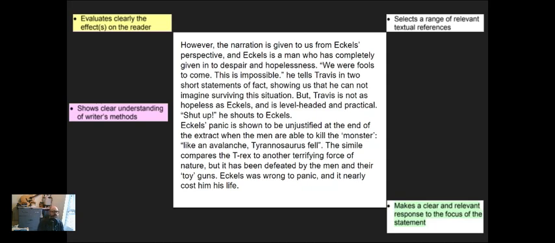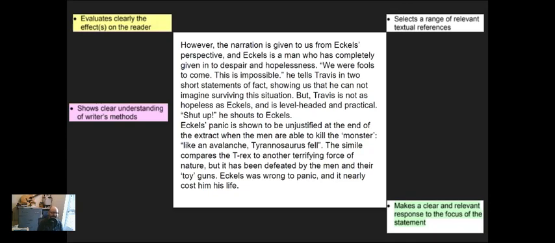And then the second half of my response, I say, however, the narration is given to us from Eccles' perspective. And Eccles is a man who is completely given into despair and hopelessness. Quote, "We were fools to come, this is impossible," he tells Travis in two short statements of fact, showing us that he cannot imagine surviving this situation. But Travis is not as hopeless as Eccles and is level headed and practical. "Shut up," he shouts to Eccles.